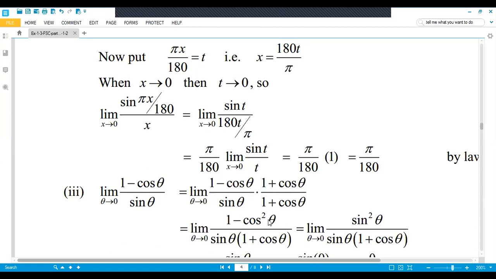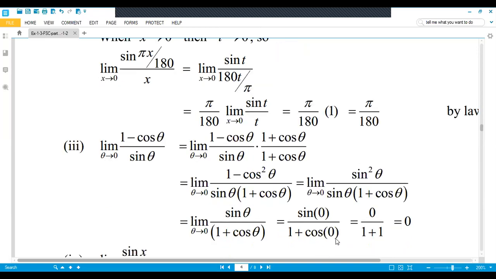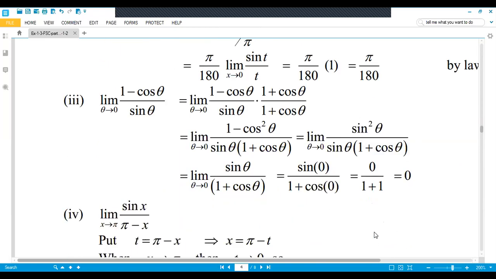You know that 1 minus cos square theta is equal to sin square theta. We already studied this identity in class 10th. Sin square theta is given two times, so one sin theta cancels with the numerator. So in the numerator, sin theta is left, divided by 1 plus cos theta. Now apply the limit: sin 0 over 1 plus cos 0. You know that sin 0 is 0, and cos 0 is 1, so 1 plus 1 is 2. So 0 divided by 2, you get 0.